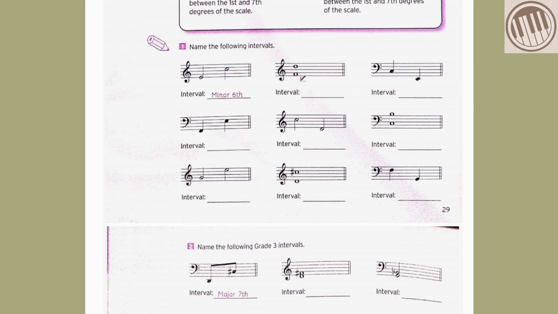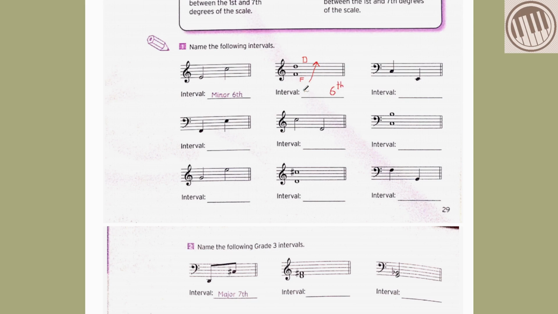So you can see the first one, there's an F and a D. So you're going to take it from F to D. Always remember to take the interval from the lowest note to the highest. So in the F major scale, D is the 6th degree. F, G, A, B, C, D have 6 steps up.